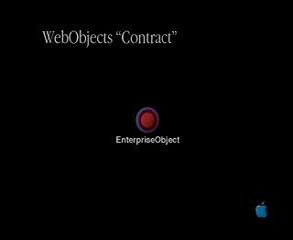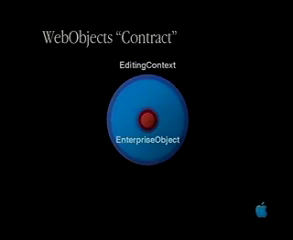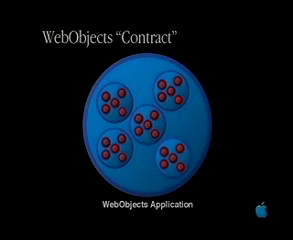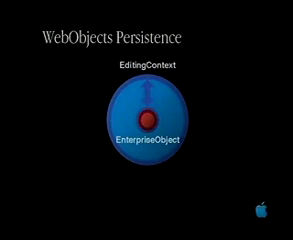Our contract is called enterprise object. The two parties in the contract are your business class and something we call an editing context. The editing context is essentially our container. The relationship and communication between the editing context and the enterprise object is bidirectional. An editing context can contain many enterprise objects, and a web objects application contains many editing contexts. So you can see there's a certain similarity here. Web objects persistence is a little different.